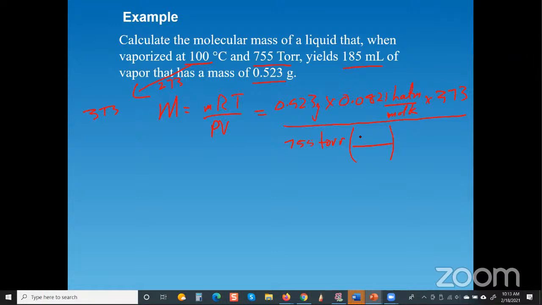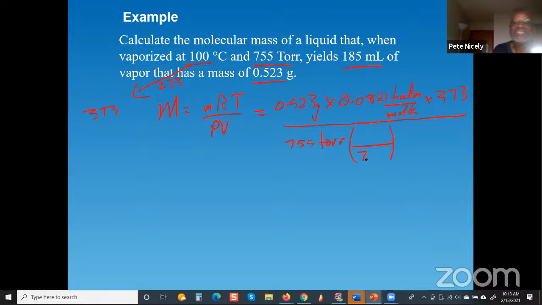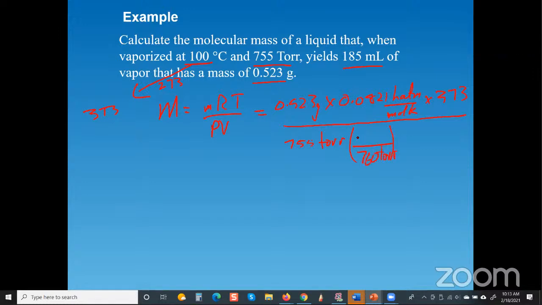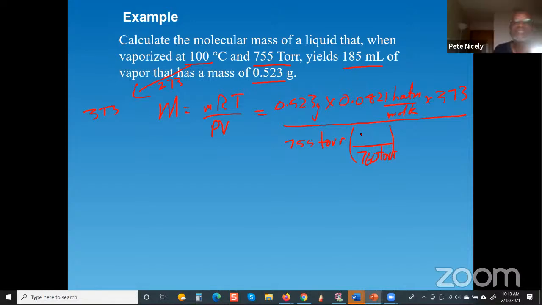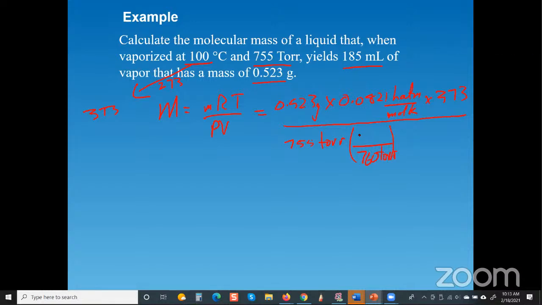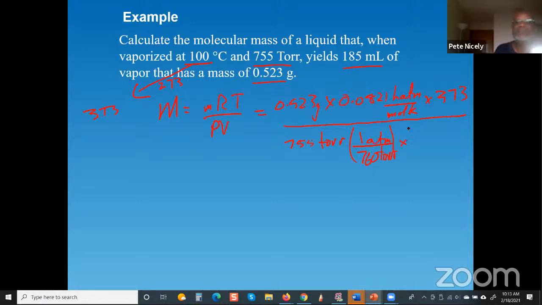So you have to get to atmosphere. Is this where we did in the last problem where it was like the 760? Exactly, 760 torr here. And up here we have what? Would it be the 1 atmosphere? 1 atmosphere, correct. And then finally we multiply by the volume.